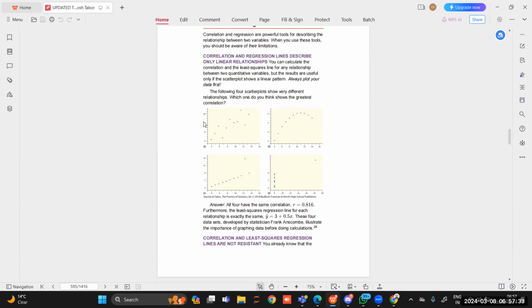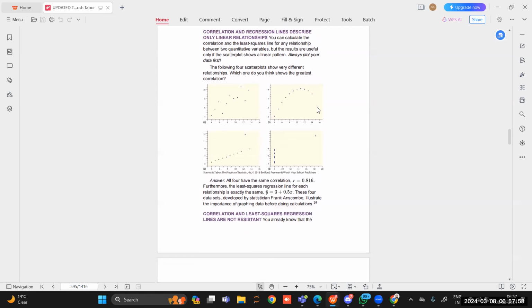Here in the two graphs, you can see that the second one is not linear, it is a curve. Yes or no? So the results are useful only if the scatter plot shows a linear pattern. Also, plot your data first. The following four scatter plots show very different relationships. Which one do you think shows the greatest correlation? So which will have the greatest correlation?